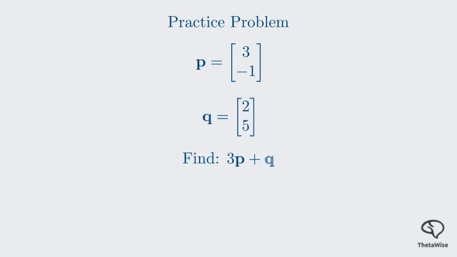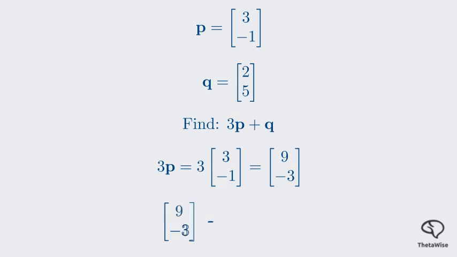To check your understanding, try this. If vector p is (3, -1), what is the result of multiplying p by 3 and then adding vector q, which is (2, 5)? Take a moment to work that out. You should find that 3p is (9, -3). Adding vector q gives a final resultant of (11, 2).